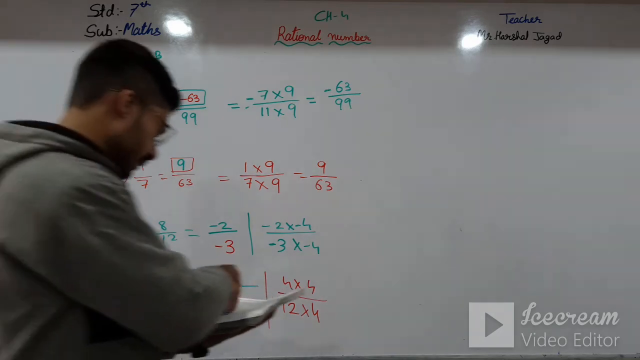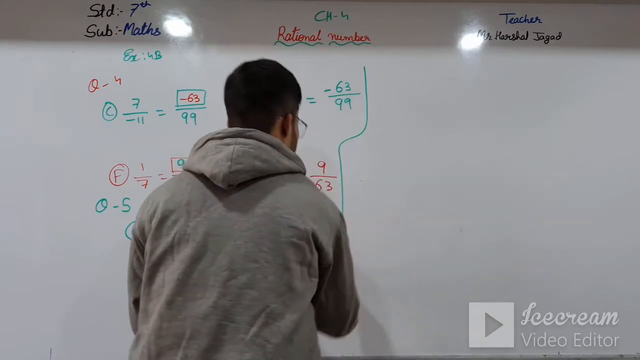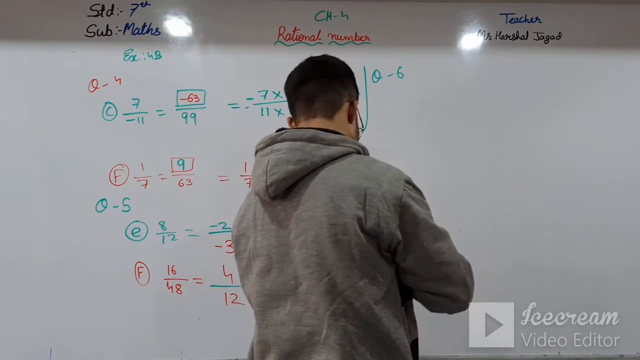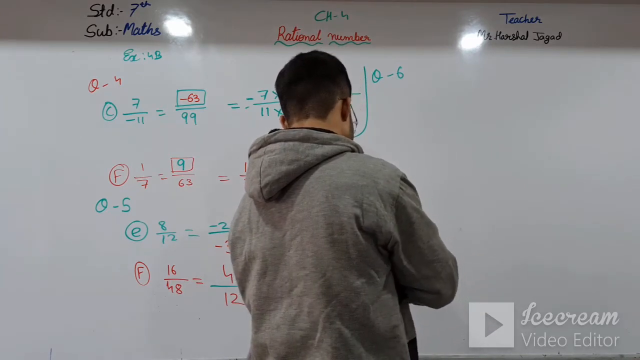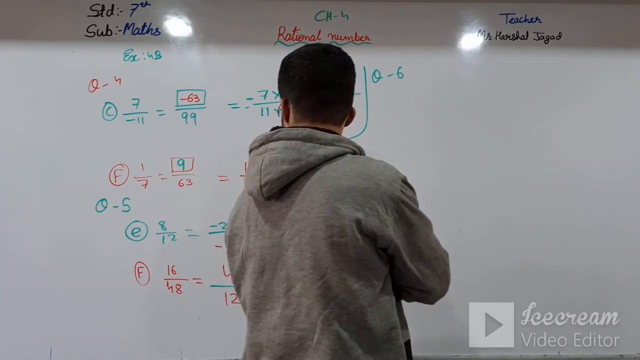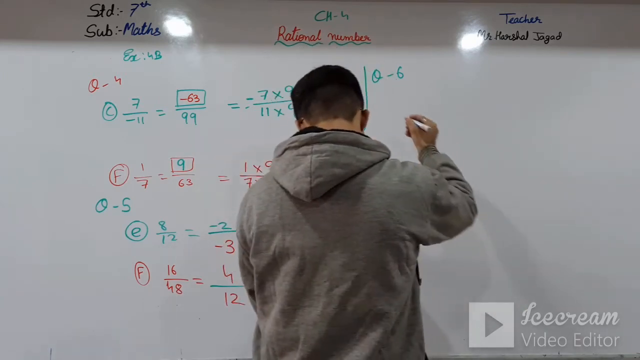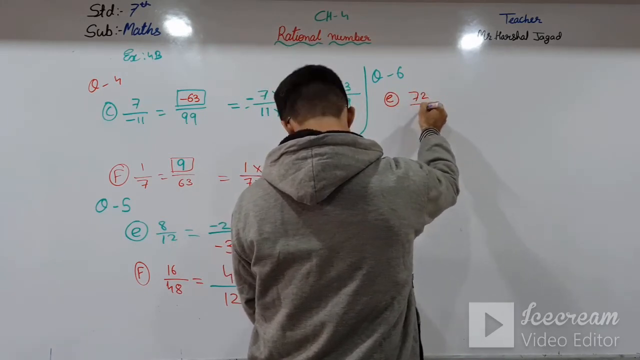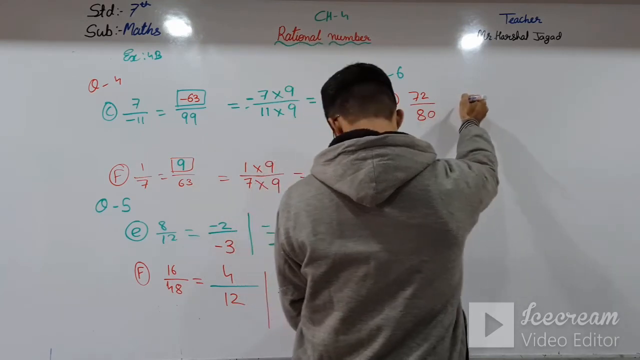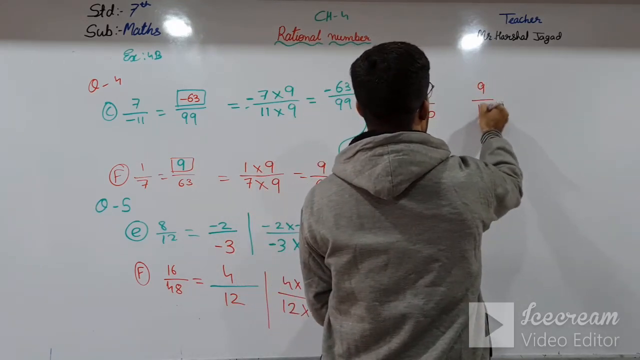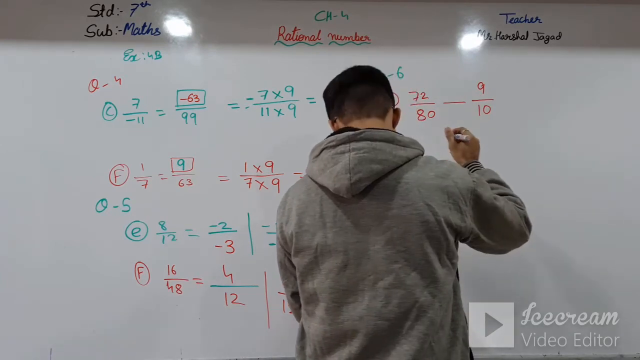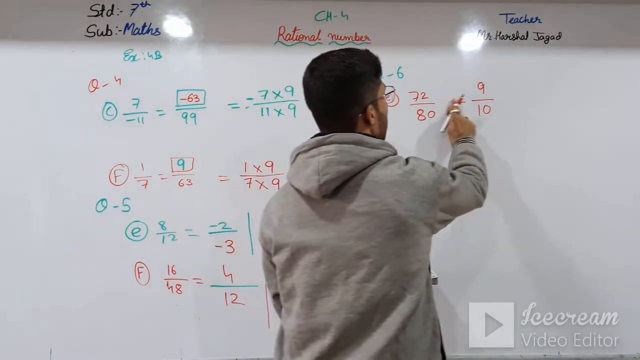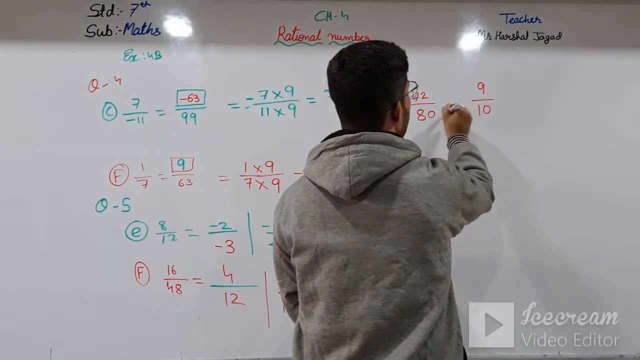Here on this side, question number 6. In question number 6, I will just do E, that is 72 upon 80 and 9 upon 10. You have to find which sign will come over here. I will not do this, I will do it like this.